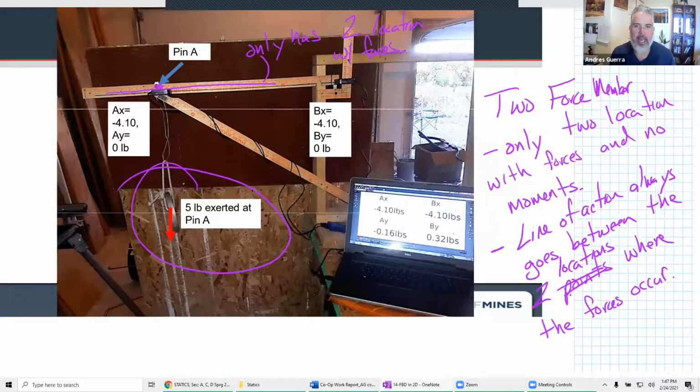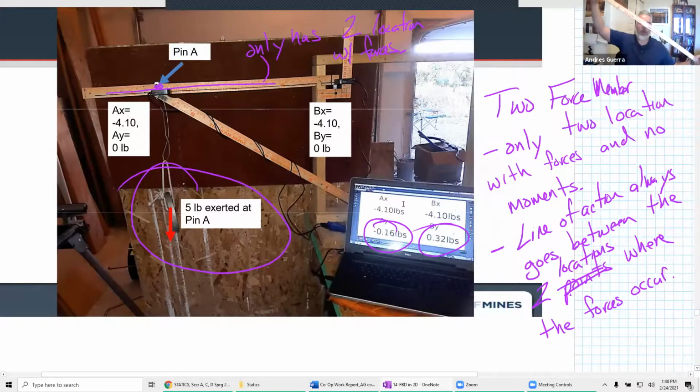Now I have some error in my actual setup here. So my AY and my BY that I'm actually measuring on the computer screen there in the picture are not 0, but effectively they are 0. So all the forces go along that. Think back to those hydraulic cylinders. If we only have 2 locations where the forces occur, that means the forces are going to be just pure pushing or pure pulling.